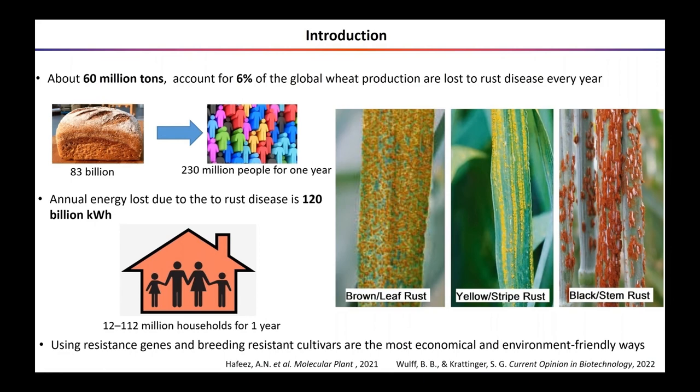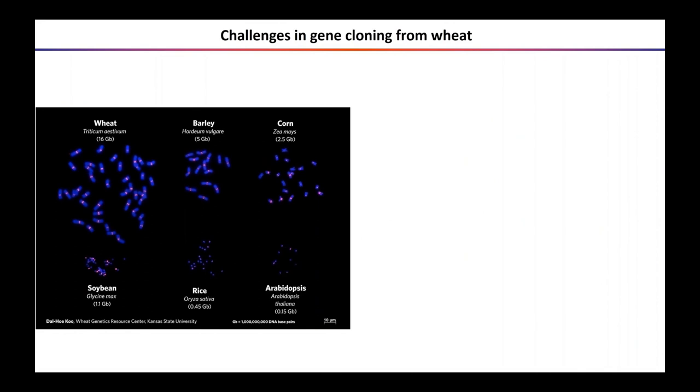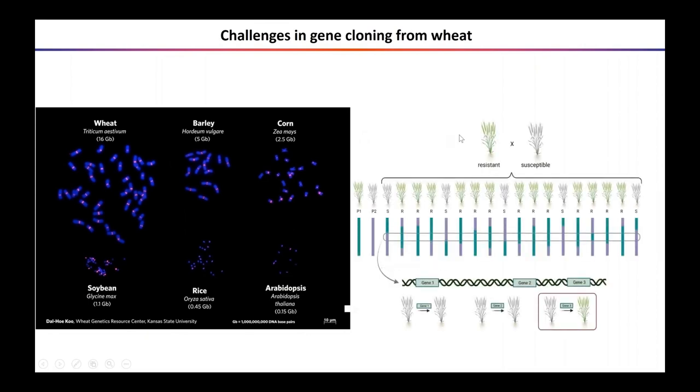However, mapping and cloning disease resistance genes from wheat is still challenging. Wheat has a 16 GB genome, and more than 80% of it is repetitive sequence. So the huge and repetitive wheat genome makes traditional map-based cloning in wheat extremely difficult, usually taking more than 3 to 5 years to clone just one gene. And the efficiency is highly dependent on the recombination rate in the target region.